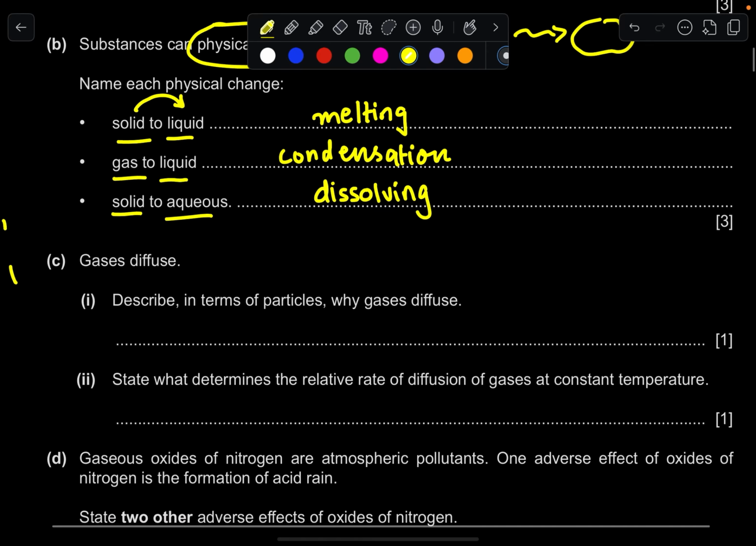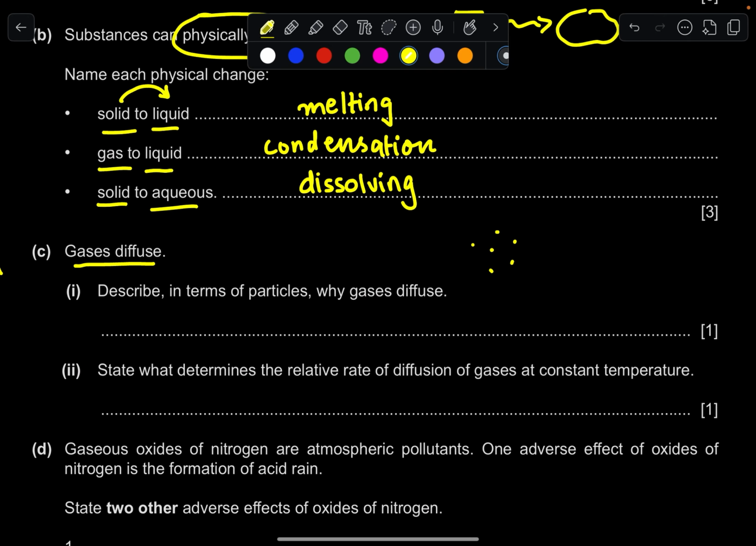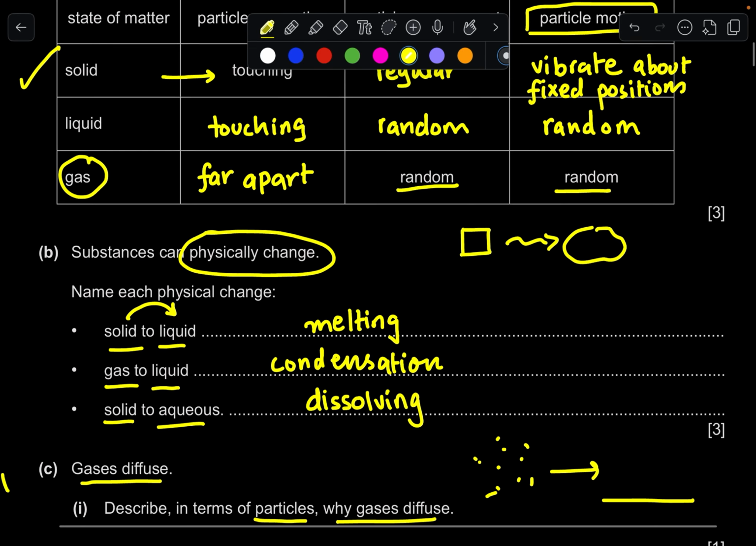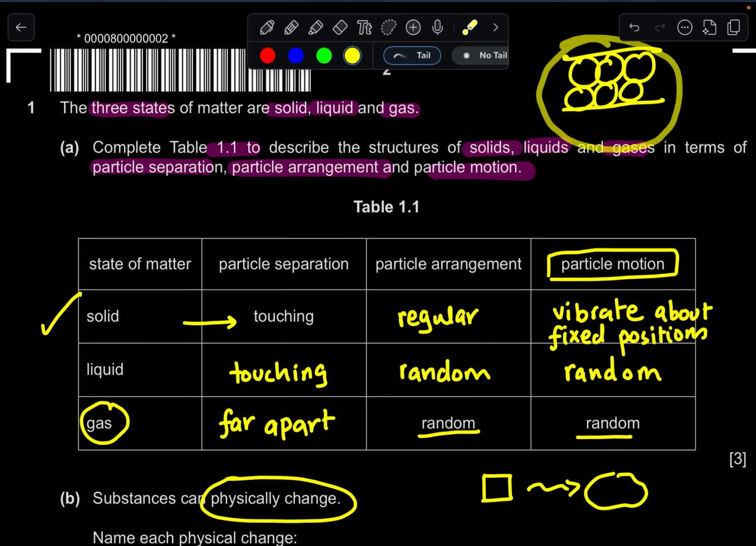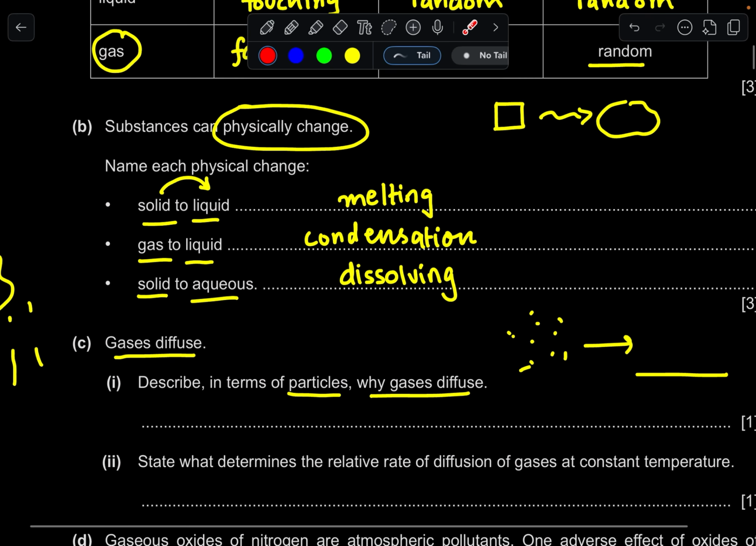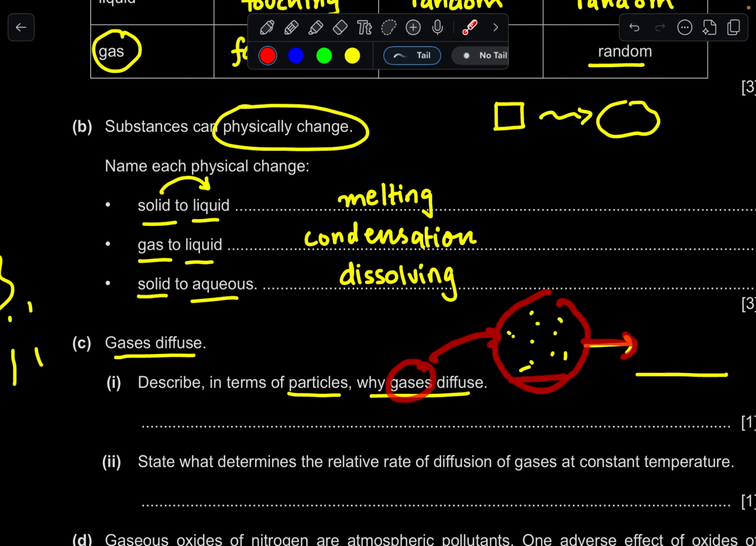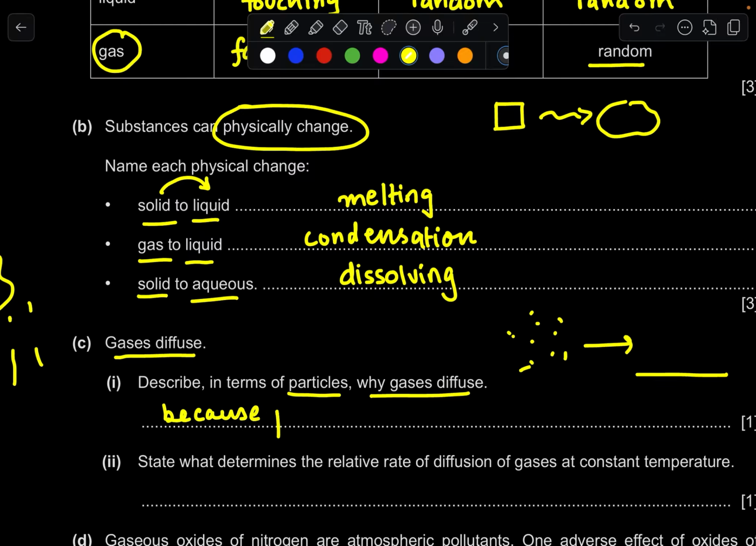Next question states, gases diffuse. We know what diffusion is. Diffusion is the movement of particles from an area of higher concentration towards an area of lower concentration. Describe in terms of particles why gases diffuse. Solids cannot diffuse, for a simple reason: in a solid, the particles are fixed. The particles cannot move. But in gases, particles can move freely, they can move randomly. That's why they can move from an area of higher concentration to an area of lower concentration. So we're going to say because particles are free to move. Because if they're not free to move, they cannot diffuse. Diffusion is indeed particle movement.